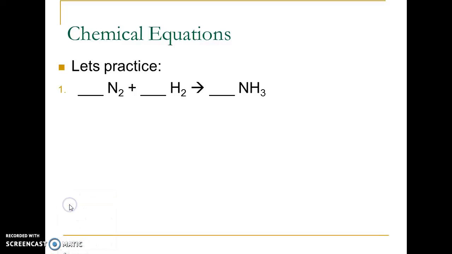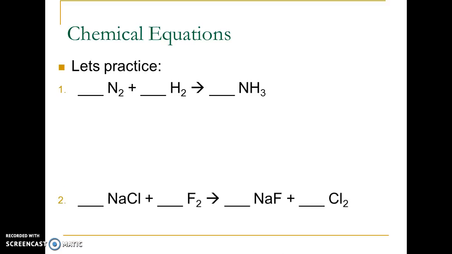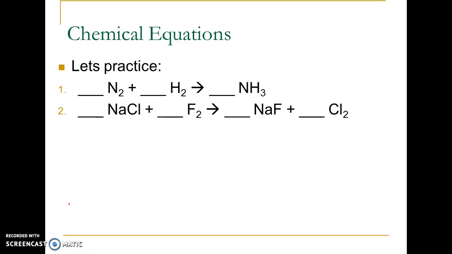In our last video, we practiced doing this chemical equation. I asked you to complete the other chemical equation, so let's go over those answers. Here is sodium chloride plus fluorine yields sodium fluoride plus chlorine. Go ahead and write down this chemical equation on your extra sheet of paper. Once you have done that, let's go ahead and start an inventory.